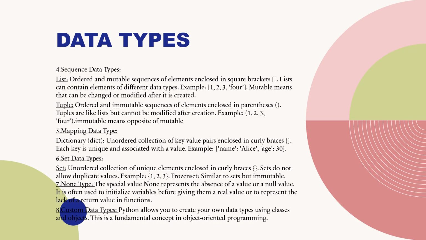7. None type. The special value None represents the absence of a value or a null value. It is often used to initialize variables before giving them a real value, or to represent the lack of a return value in functions. 8. Custom data types. Python allows you to create your own data types using classes and objects. This is a fundamental concept in object-oriented programming.